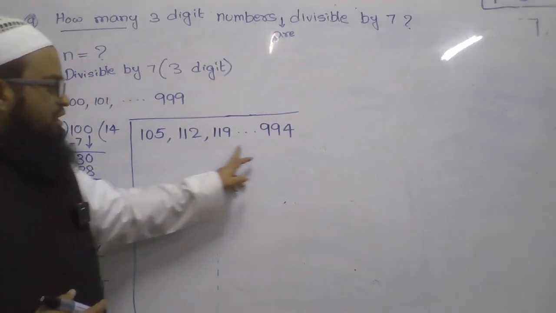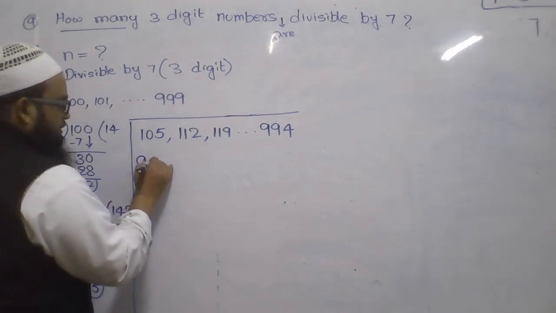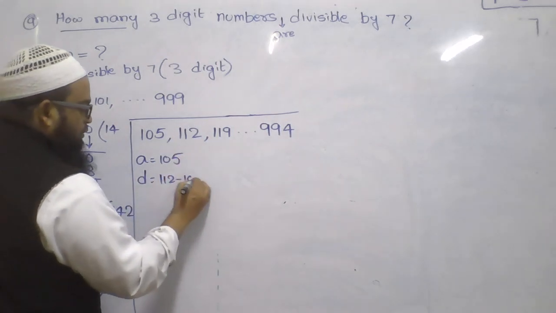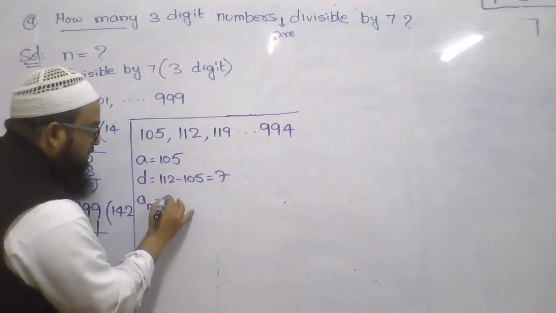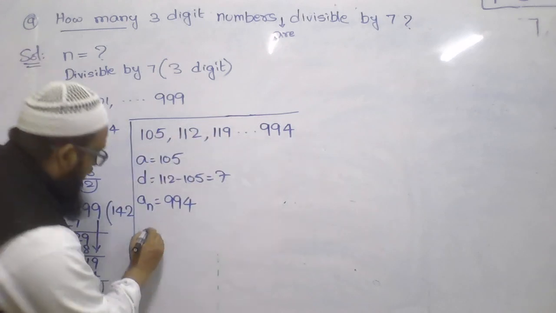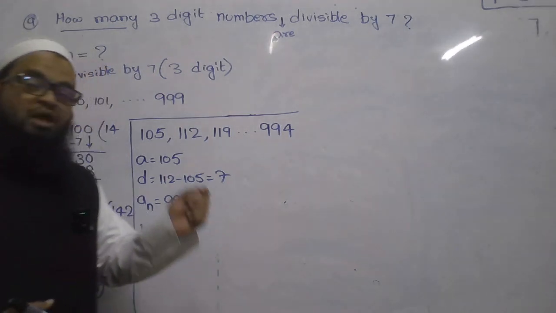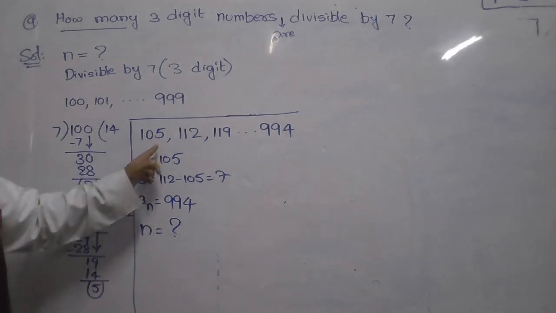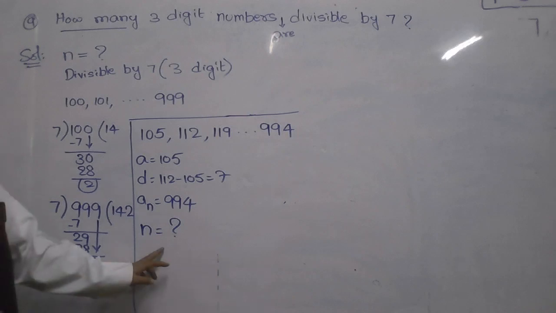So now did you get the numbers divisible by 7? Yes, we got. So what is this? This is first term. And common difference, 112 minus 105, that is equal to 7. Last term is equal to 994. Do you know how many multiples are there? No. So you have to find n. Now, everybody understood the concept? If you understood the concept, please write it. If you are able to write this problem, you understood the problem. Okay, my dear students? So you have to find n.